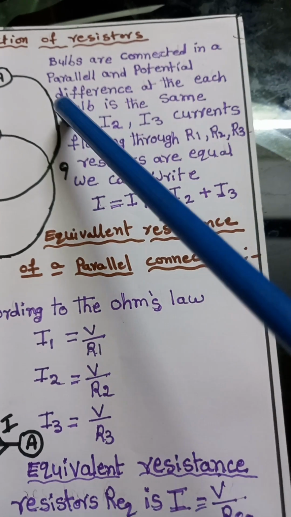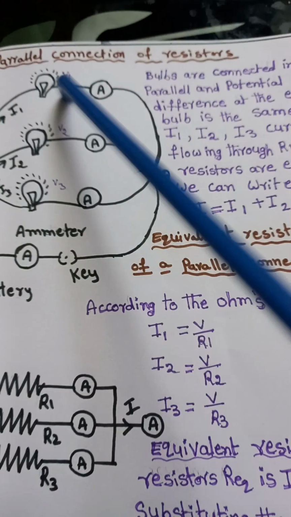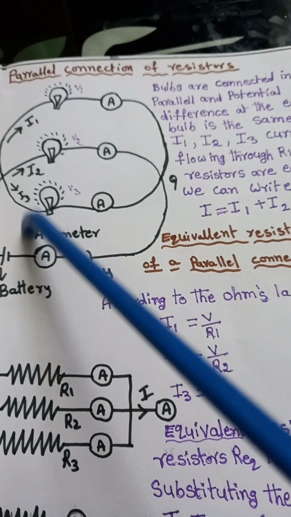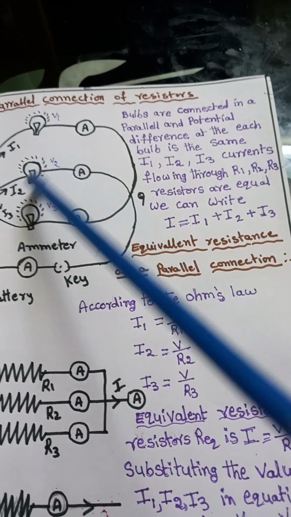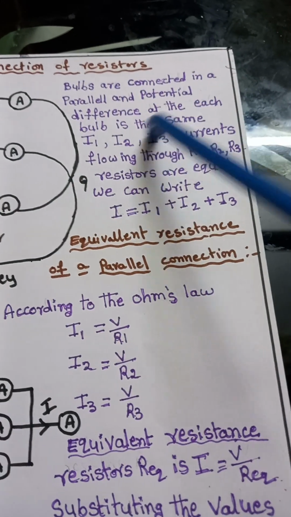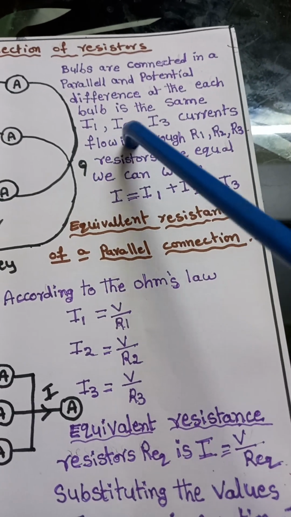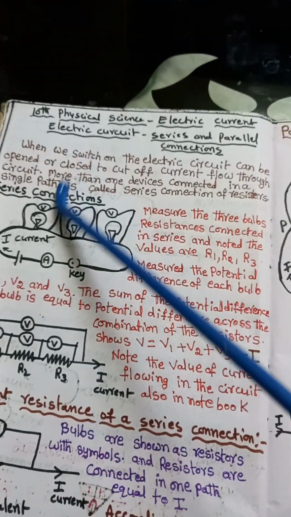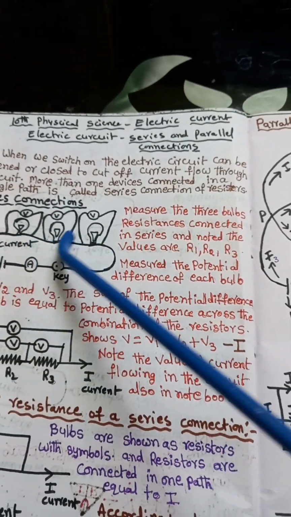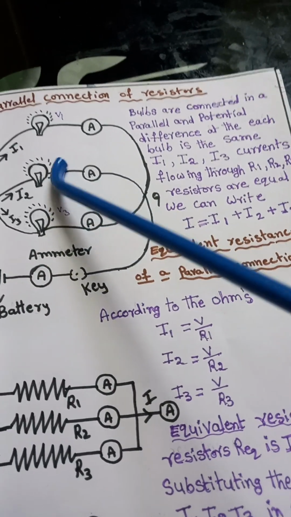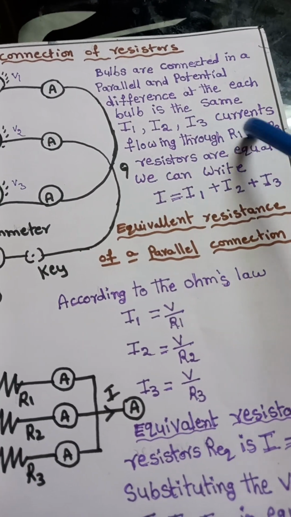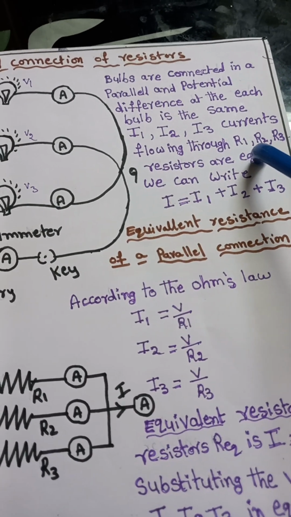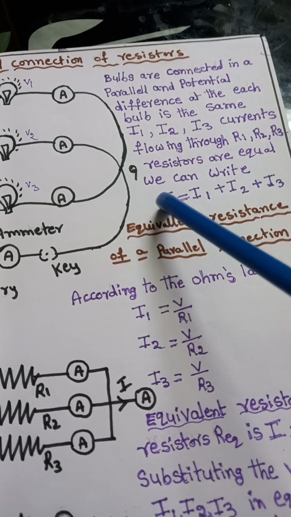Bulbs are connected in parallel. Parallel means side by side. When bulbs are connected like this, it is called a parallel connection. The potential difference across each bulb is the same. In series the current is the same, but here the potential difference of each bulb is the same. The currents I1, I2, I3 flow through the resistors R1, R2, R3.